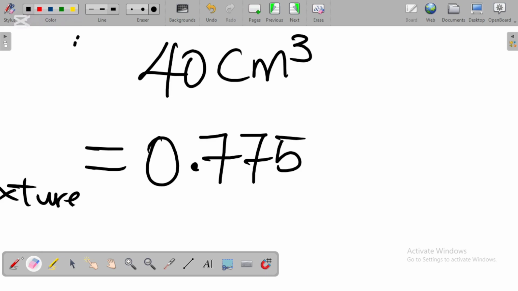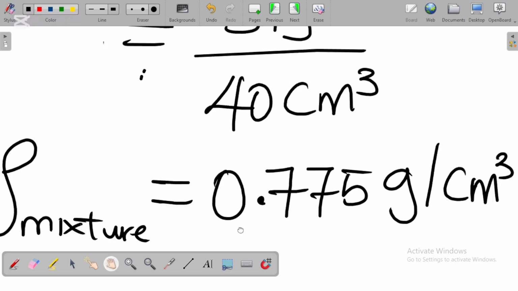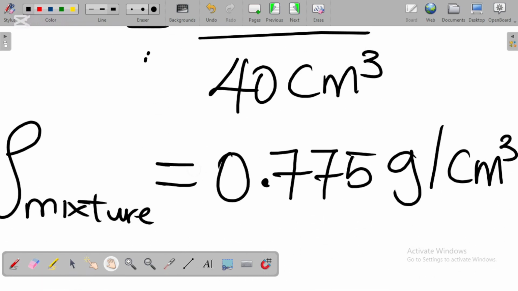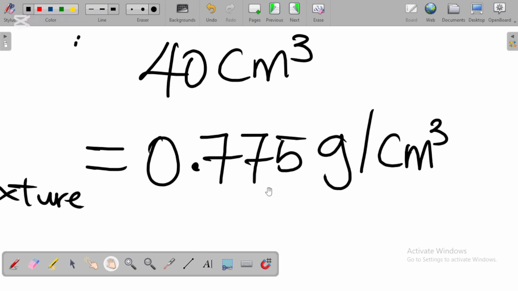0.775 what? What is the unit of density? The unit of density is gram per what? Cm cube. That's the unit of density, gram per cm cube. All right, so this is our final answer. Remember, in the question we are asked to find the density of the mixture. So therefore, the density of the mixture is 0.775 gram per centimeter cube.